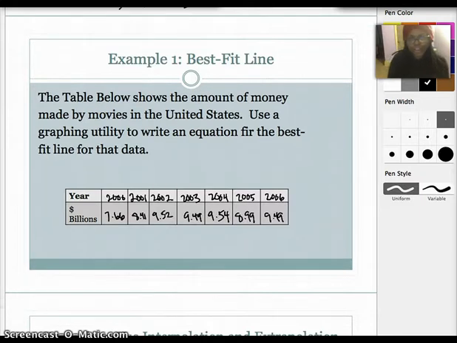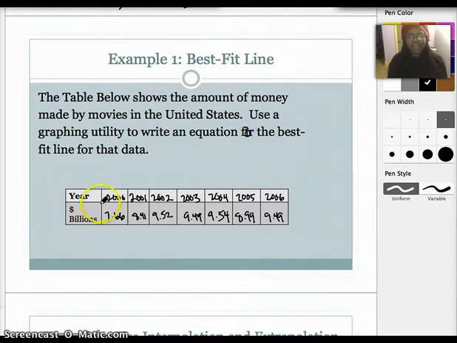We're going to deal with the line of best fit. The table below shows the amount of money made by movies in the United States. We're going to use a graphing utility, and whenever you see the word graphing utility, it means a graphing calculator or computer or something that graphs equations, to write an equation for the best fit line for that data.